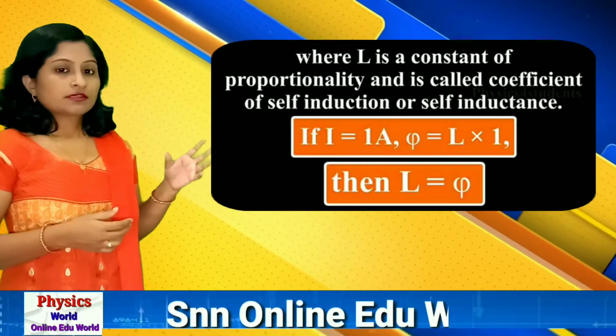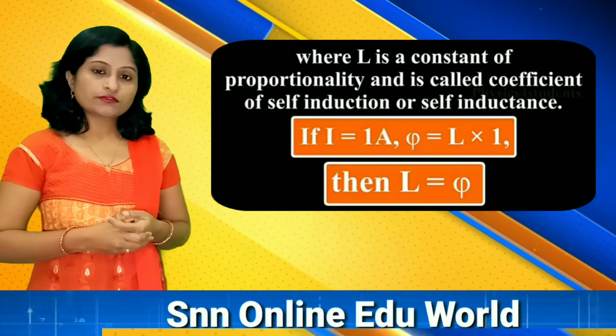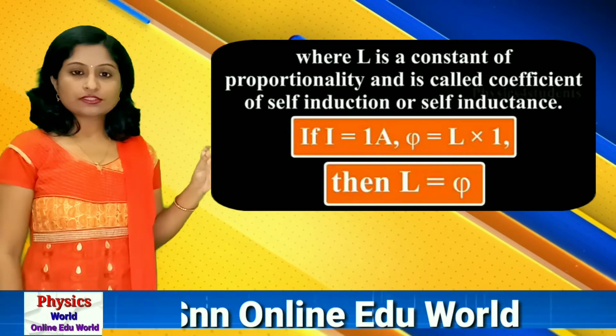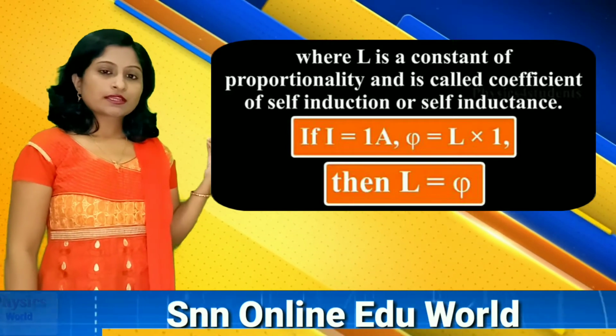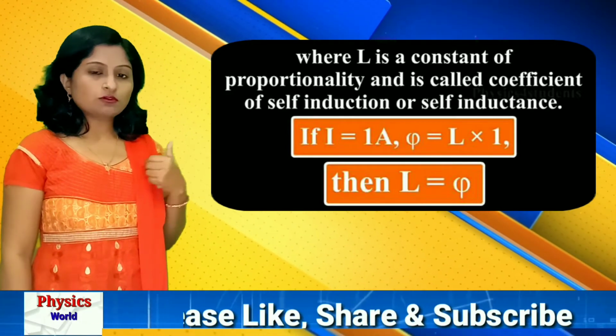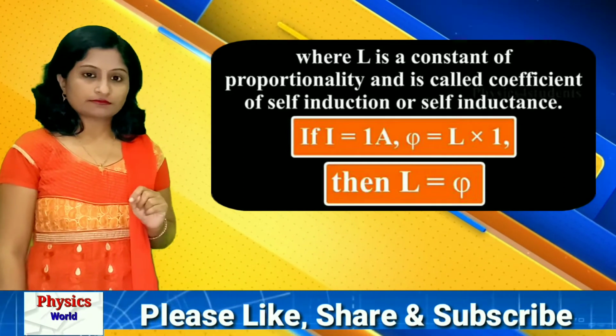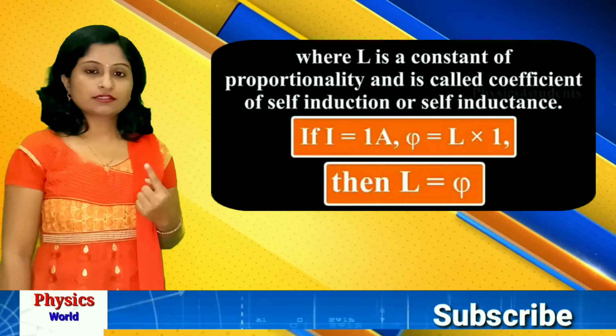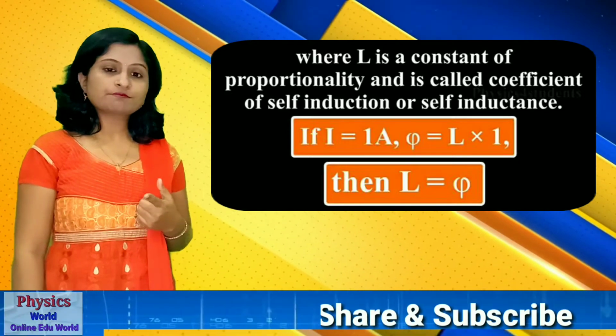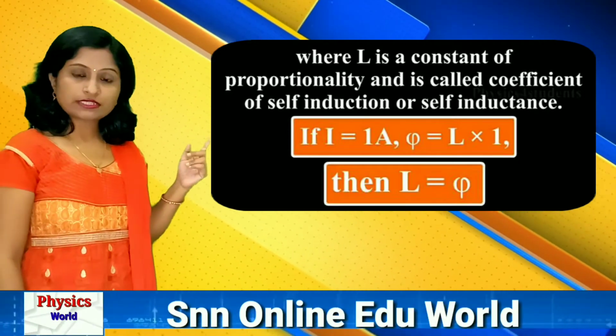Okay, now how to define this coefficient of self-inductance? In this equation. Which equation? Phi is equal to L into I. Let the current flowing through the coil be 1 ampere. Okay, current 1 ampere. If the current is 1 ampere, what is the concept? This equation changes.